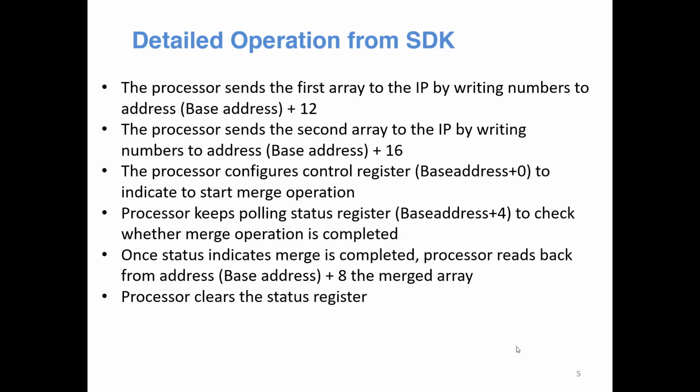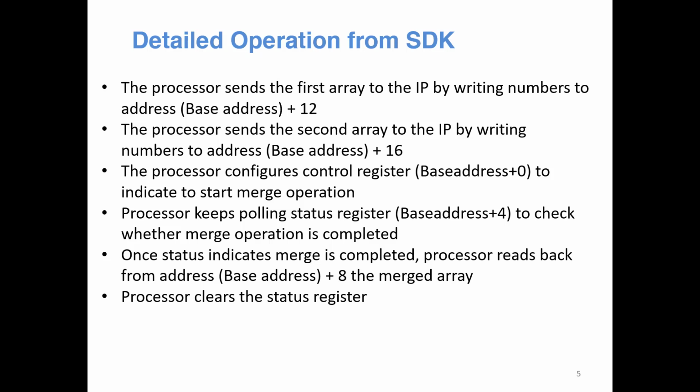So when we do the software development from the SDK point of view, this is what we are going to do. The processor will first send the first array, and the address to which it will write is base address plus 12. Then it will send the second array, which will be base address plus 16. Then the processor will configure the control register, which we assume is base address plus 0, to indicate that the IP can start the merge operation, that the processor has finished sending both arrays to the IP.